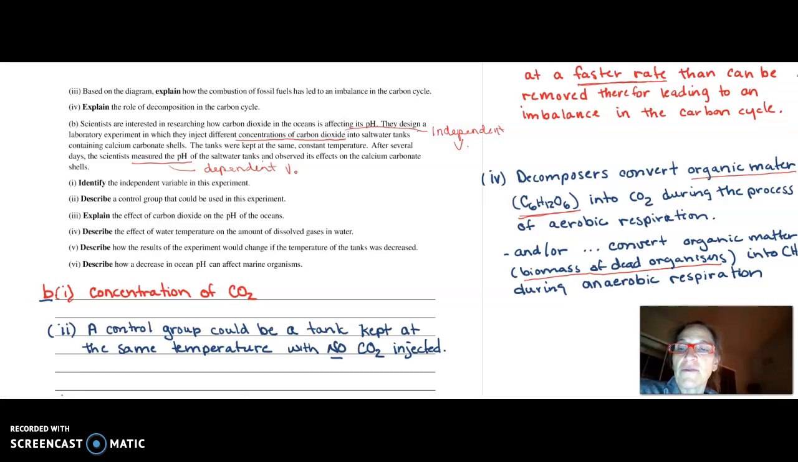Identify the independent variable. It's identify, so you literally just go back and say it's the concentration of carbon dioxide. Number 2, describe the control group. Well, if we want to know how the concentration of carbon dioxide affects the pH, a control group could be a tank kept at the same temperature, because we have to keep all of those other variables constant, with no carbon dioxide injected into it. And so we can compare that back. We can inject different levels, compare it back to when we don't put any in, and watch how it affects the pH.